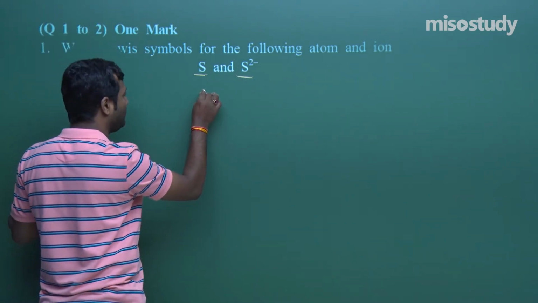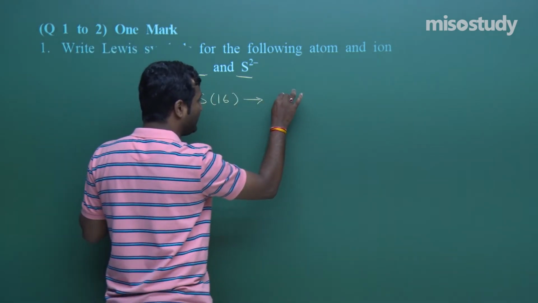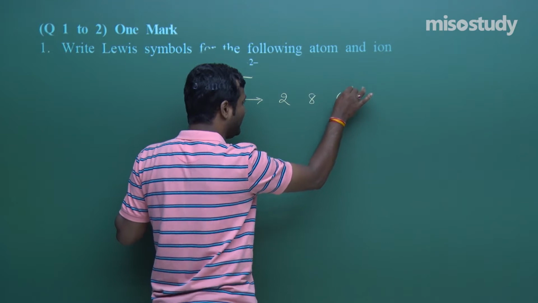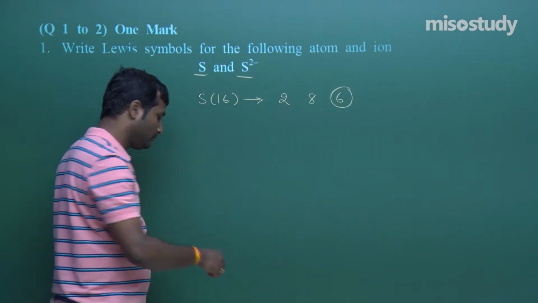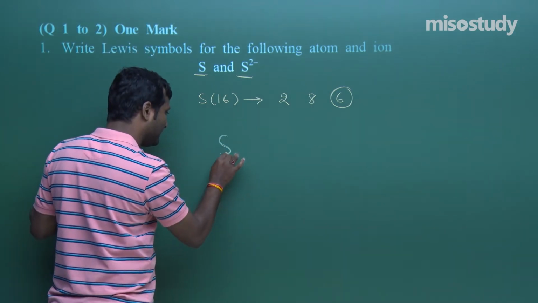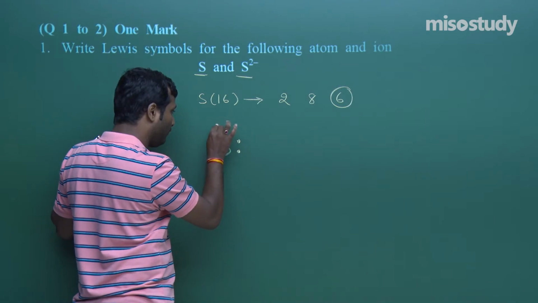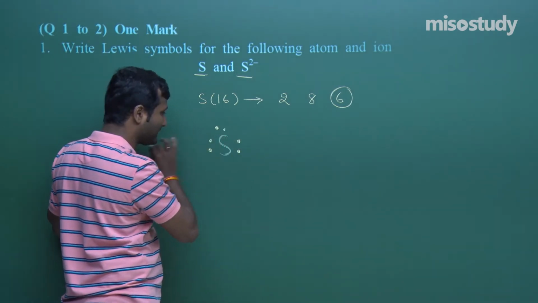As we know, sulfur has atomic number 16. It can be written like this: 2, 8 and 6. Clear to you? Now this one is sulfur, my friend. Now how to write the Lewis symbol? That is 2, 2, 4 and 2, 6.